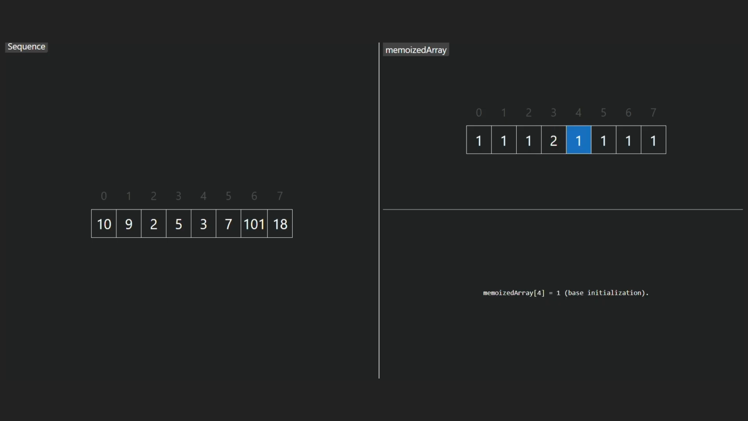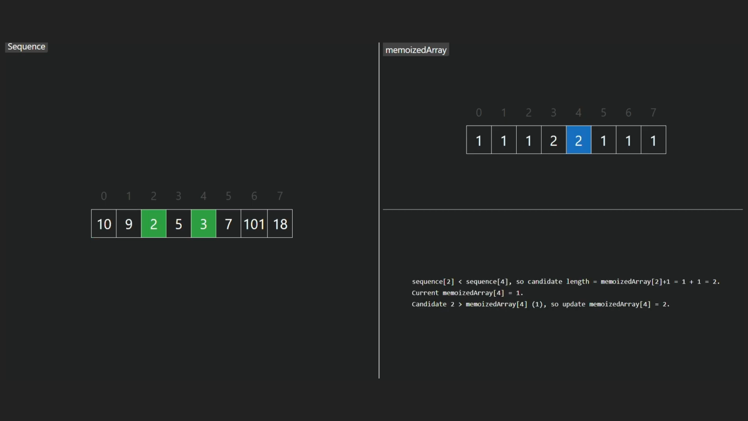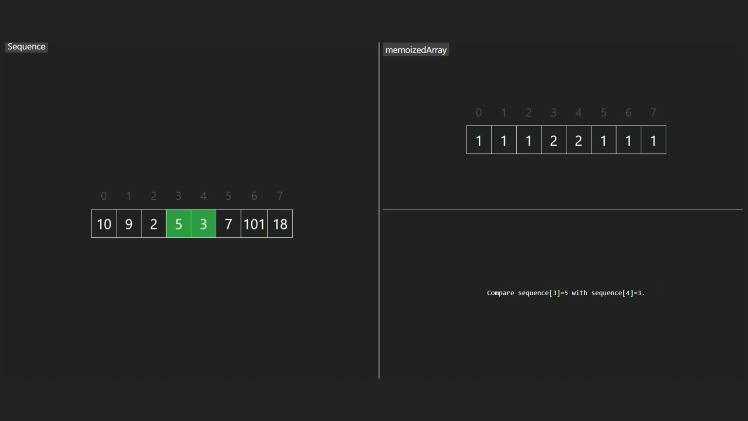Index 4. For the fifth number, 3, we compare it with all prior numbers. It's greater than 2, so we consider extending memoized array at 2, giving a candidate length of 2. Since this is greater than the current memoized array at 4, we update memoized array at 4 to 2.